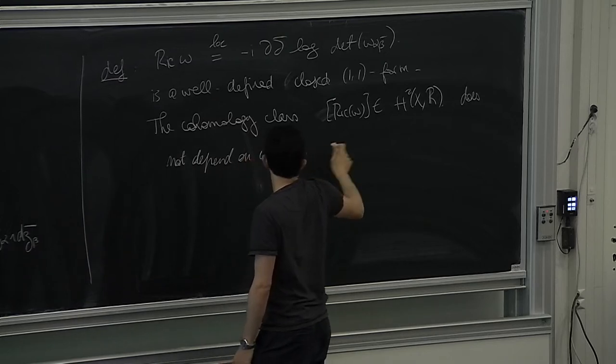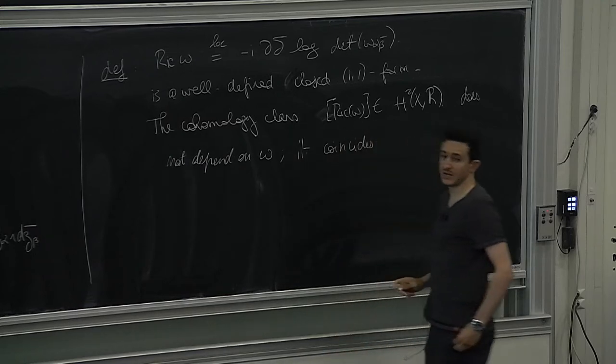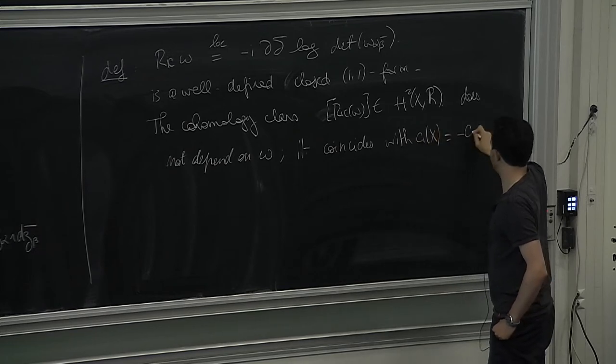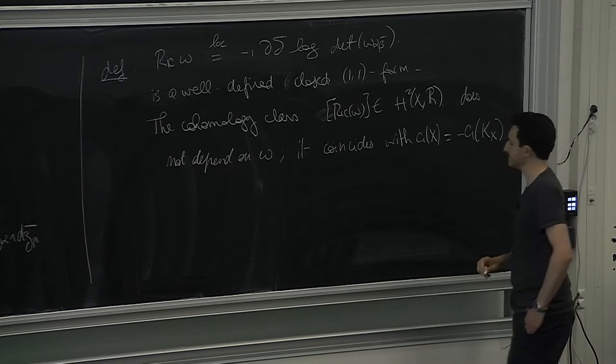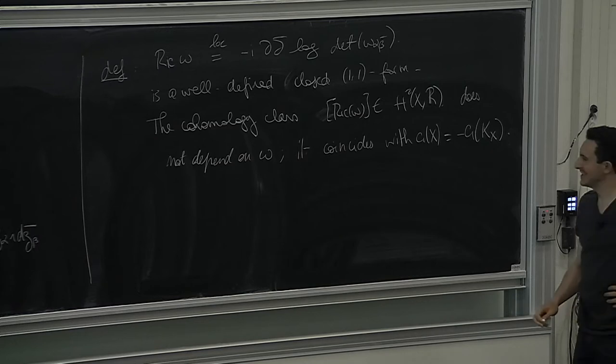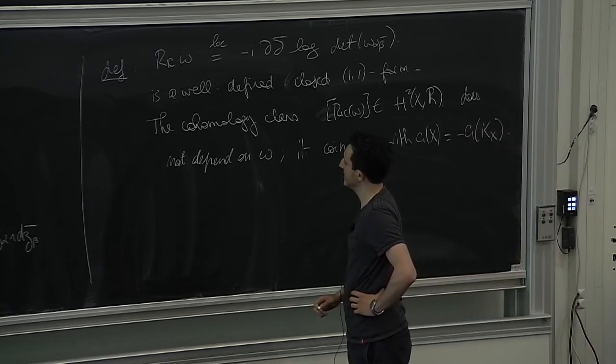And better, it coincides with C1 of X, which I prefer to see as negative C1 of the canonical bundle. All right, so that is... To put i over 2 pi. Right. I probably should do that, but I'm a bit lazy with 2 pi's.